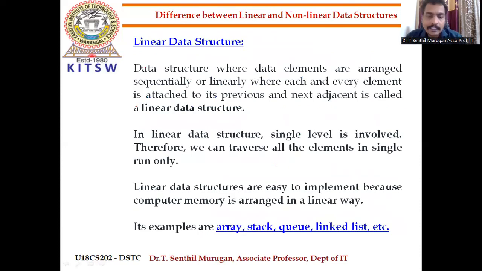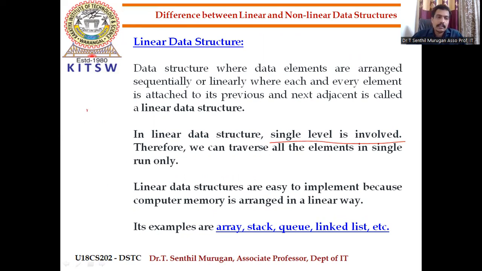What is a linear data structure? Linear refers to the memory allocation. Data structure, as I already told, means organizing the data as well as storing the data. How are the data stored in memory? If it is stored in a sequential manner, continuously, then it is considered a linear data structure. Only a single level is involved, so we can traverse all the elements in a single run.